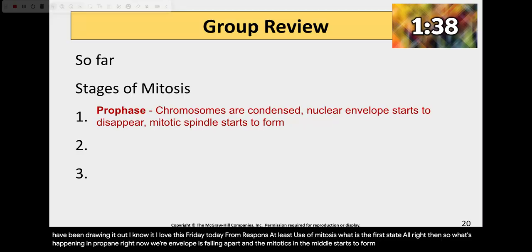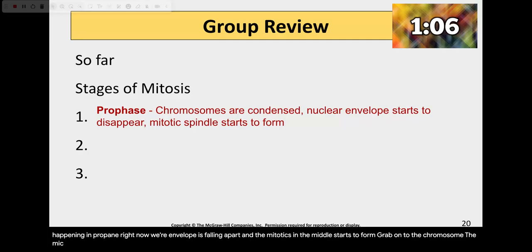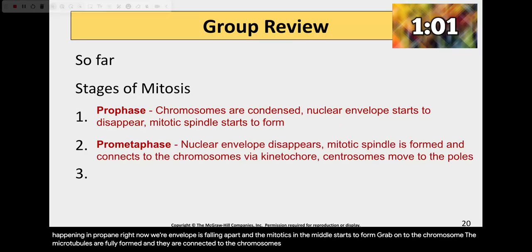What's the next phase? Prometaphase. What's happening in prometaphase? The mitotic spindle has moved to the poles. The nuclear envelope is completely gone. The mitotic spindles form these fibers that grab onto the chromosomes. Yeah, so not only have the mitotic spindles migrated to the poles, the microtubules are fully formed and they are connected to the chromosomes.